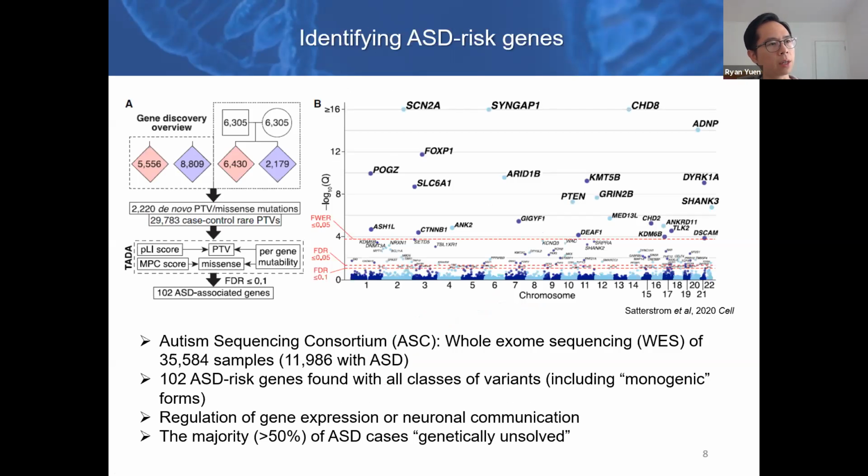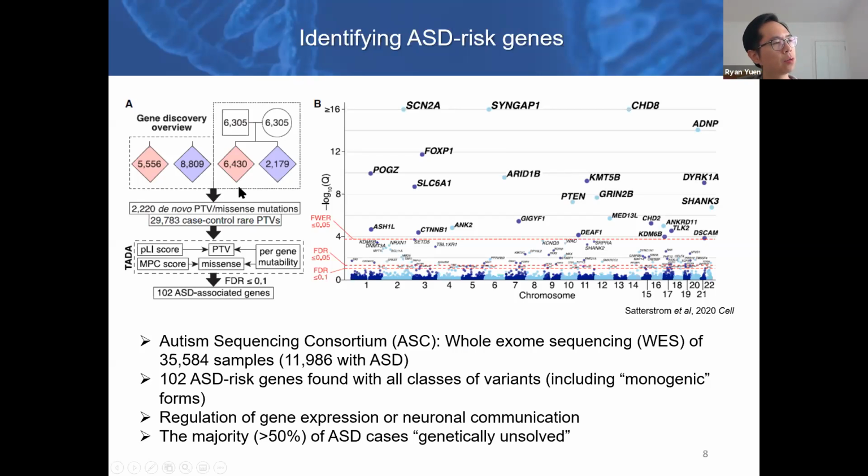And as I mentioned earlier, we need a large number of samples in order to identify the genes. So there was a consortium, which is actually still ongoing, called the Autism Sequencing Consortium, which utilized whole exome sequencing. Just in 2019, I would say, they sequenced more than 35,000 samples already, of which almost 12,000 of them would have ASD.